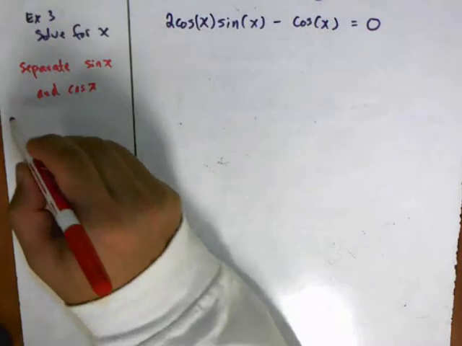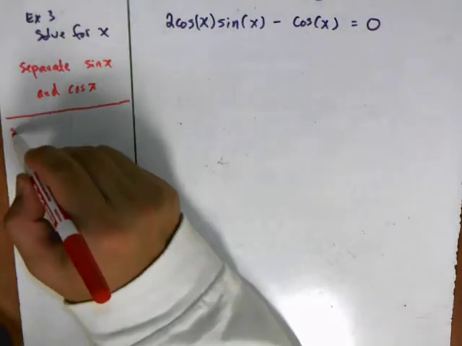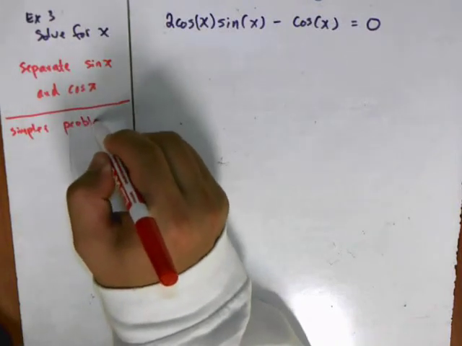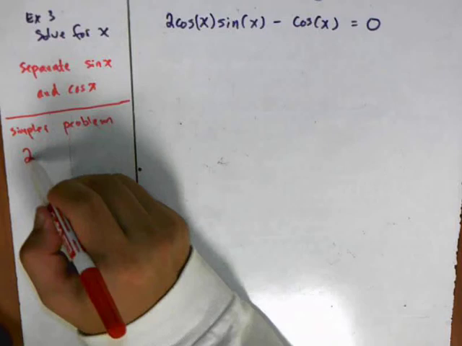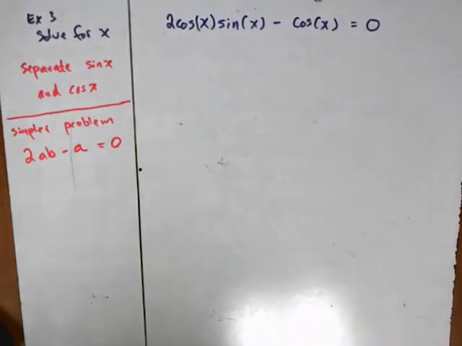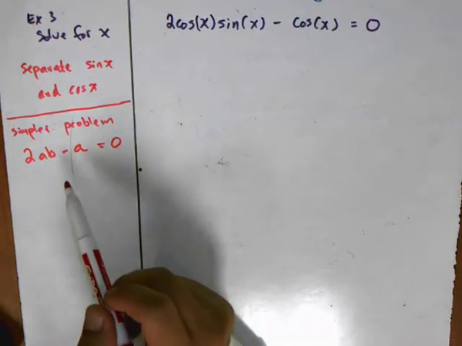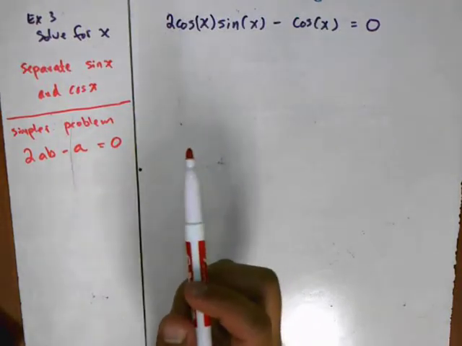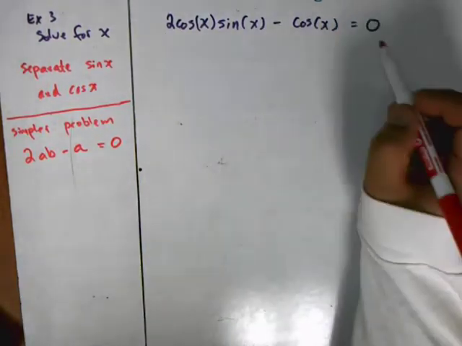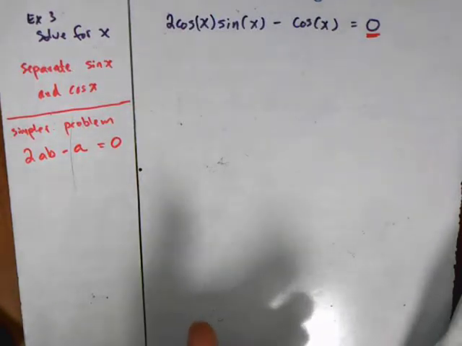Let's try to solve a simpler problem. What if you had this equation, 2ab minus a is equal to 0? Could you solve this equation? Well, you have two variables, a and b here, and you only have one equation, so you would think that this can't be solved. But one of the nice things about this equation is this 0 here. Having 0 actually makes things a lot simpler to work with.